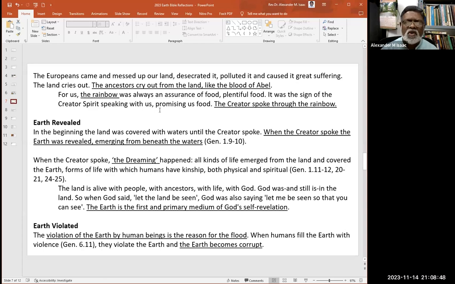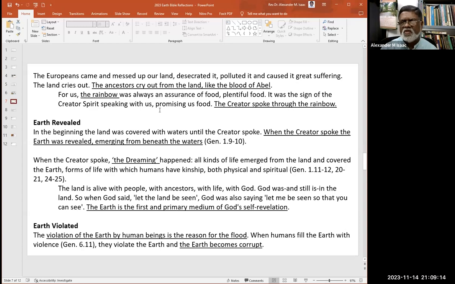For us, the rainbow was always an assurance of food, plentiful food. It was a sign of the Creator Spirit speaking with us, promising us food. And the Creator spoke through the rainbow, according to this author. And the earth is revealed. See, when the whole earth was covered with the flood of waters.